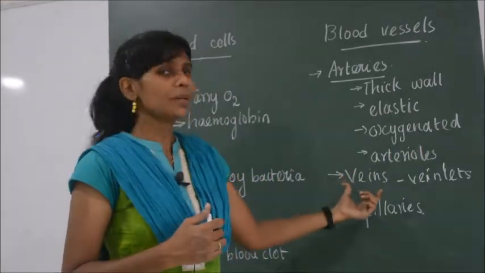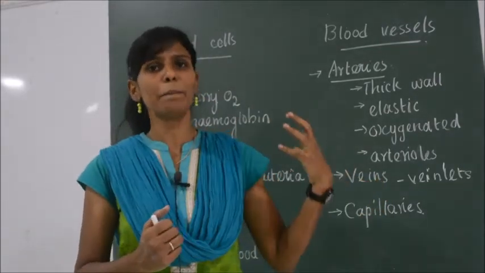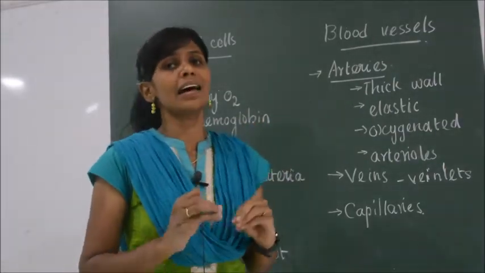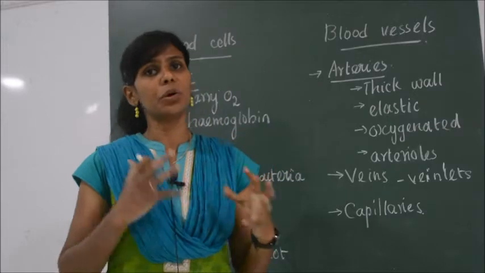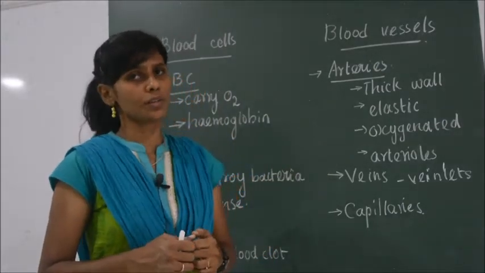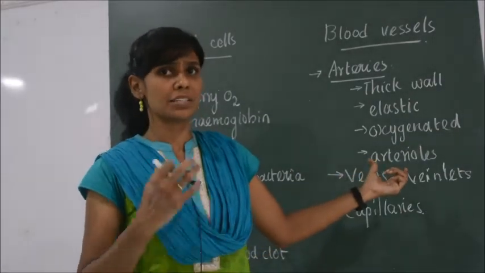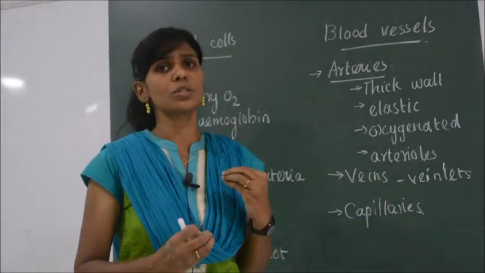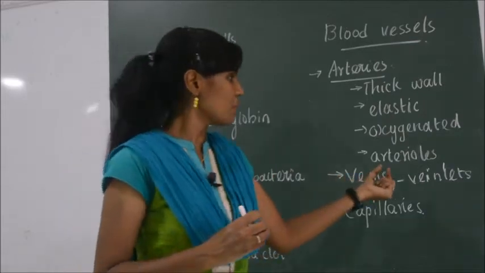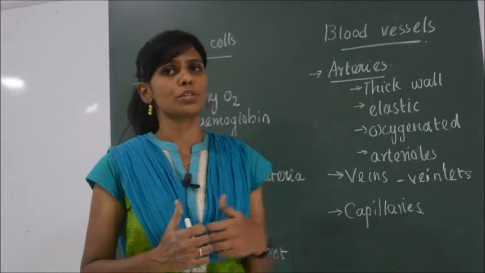Similarly, about the structure of the veins, these have a thinner wall when compared to the arteries. So compared to the arteries, their walls are thin and less elastic. They are not as elastic as the arteries, and they carry deoxygenated blood, that is blood rich in carbon dioxide. Similar to the arterial branches, veins are also branched into small branches, and they are called by the term veinlets. So arterioles and veinlets. These terms also you have to remember.